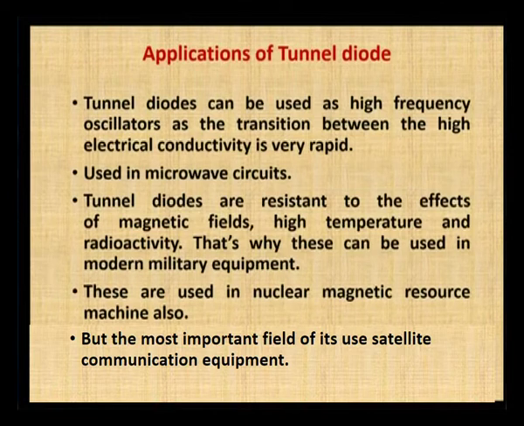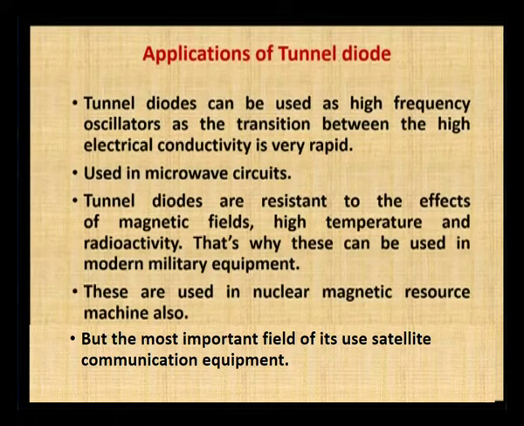Then we move on to applications of the tunnel diode. A tunnel diode can be used as a high frequency oscillator because the transition between the high electrical conductivity states is very rapid. So, we can use this in high frequency oscillator circuits, and it is also used in microwave circuits. Tunnel diodes are resistant to the effects of magnetic fields, high temperature and radioactivity. So, they can be used in many modern military equipments. These are used in nuclear magnetic resonance machines, and are also very much used in satellite communication equipments.